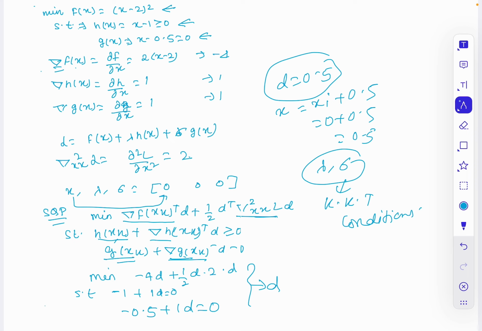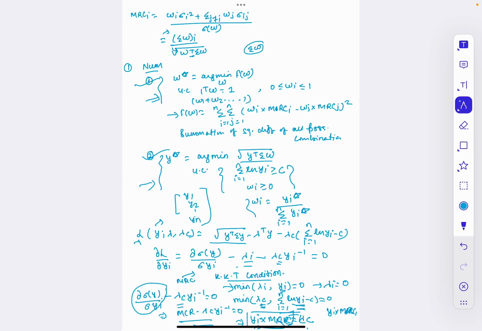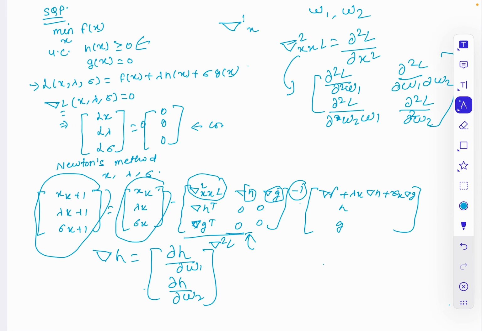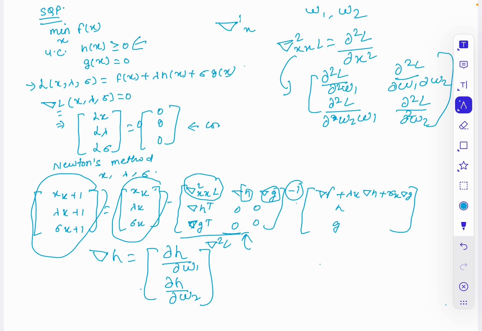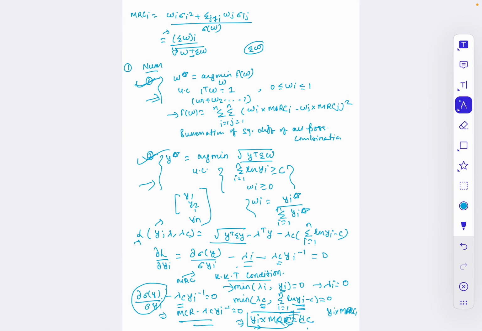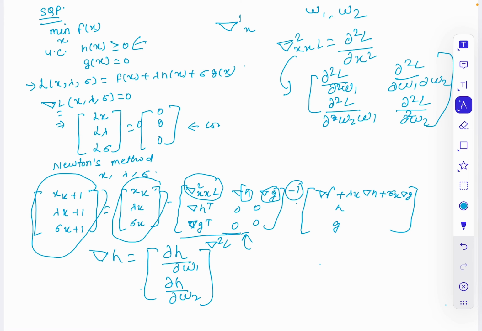So if we try to summarize today's lecture, we started with how to write the MRC, marginal risk contribution, in the matrix form. Then we defined two numerical optimization techniques. After solving for the weights according to either one of these two numerical optimization techniques, you would be getting the risk parity portfolio, okay? So how do you solve these two numerical optimization problems? You have one objective function and two constraints. One is the equality constraint and the other is an inequality constraint. So you solve this problem using the SQP algorithm.